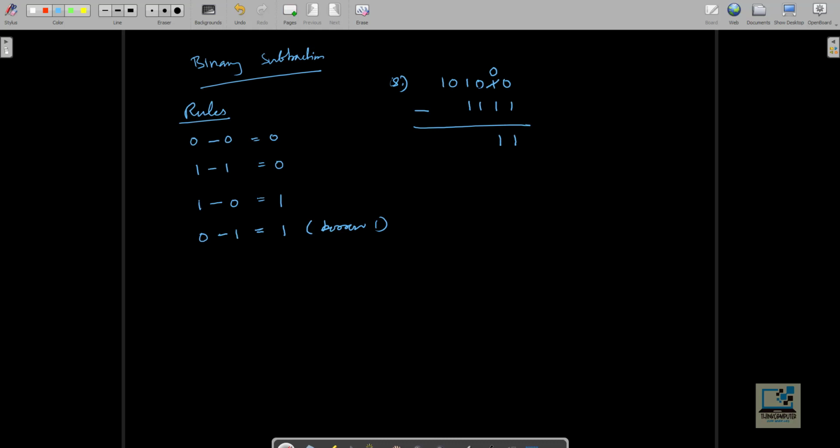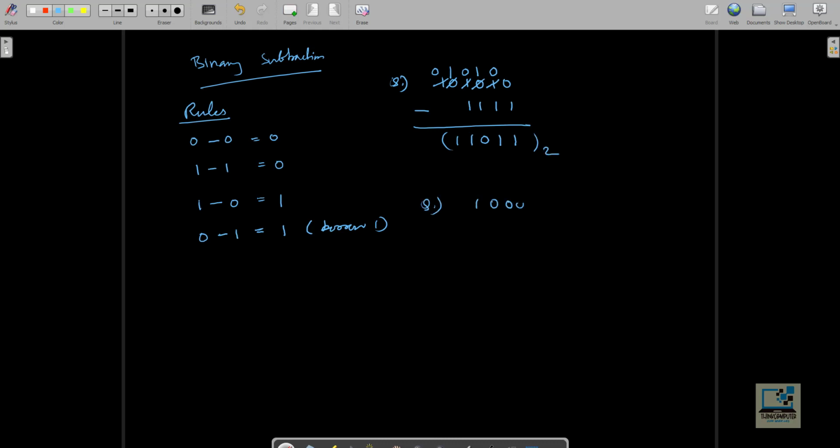And how to borrow? See, this is already 0. So we borrow from the first one which is on the left side. And if there exists any middle 0, that will be converted to 1. Now 1 minus 1, 0. Again 0 minus 1 we have to borrow. So look for the first one, make it 0. Any middle 0 will become 1. So this 1 will come down. That is your answer. Let's see one more question.